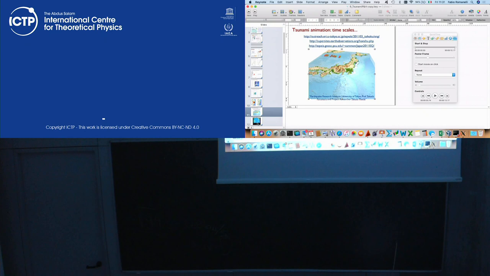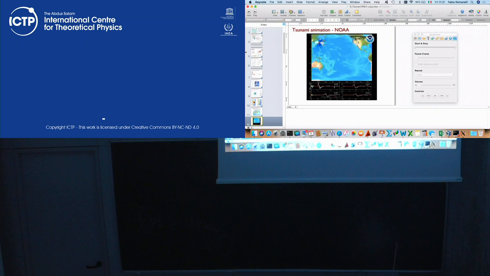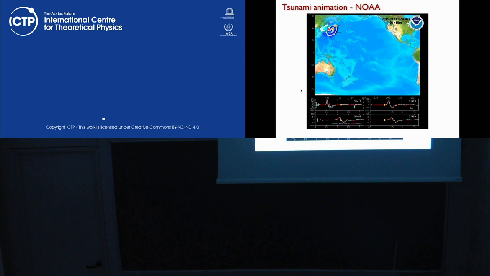Another example of physics-based, if you want, animation. But this has been done not by Furumura, before it, by Japanese researchers. This has been made by the US agency that is responsible for tsunami hazard, but they are cooperating also with Japanese. They are responsible for the Pacific tsunami warning system. And this is impressive and nice because you will see a totally different time scale here. Okay, let's give a look to this once.